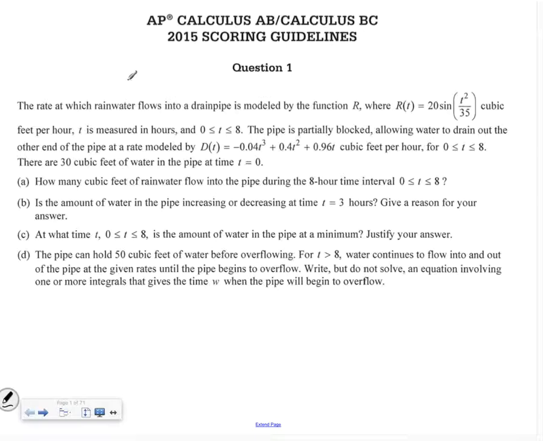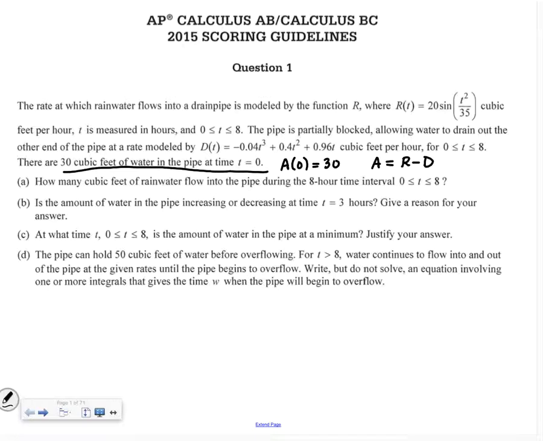So as we've talked about, we always underline this is our initial value. So this is saying that the amount, so I'll call it amount, at time 0 is equal to 30. All right, and A is just going to be the amount coming in minus the amount coming out, right?